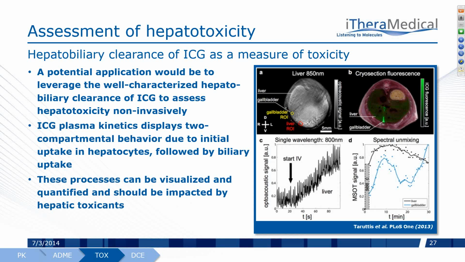We can see the gallbladder. We can draw an ROI over the gallbladder, and we can also see the liver. We can now see how fast the ICG signal peaks in those different organs, and we would imagine that if there was a hepatic agent administered to the mouse, that this process would be delayed, just like the renal clearance process would be delayed in the previous case.